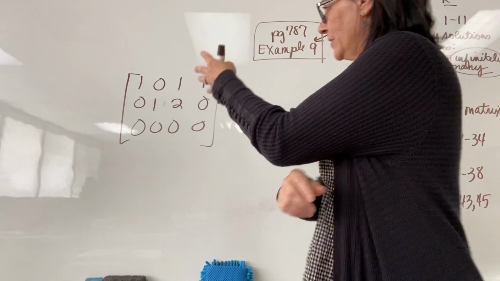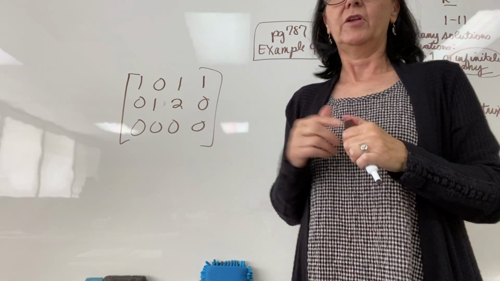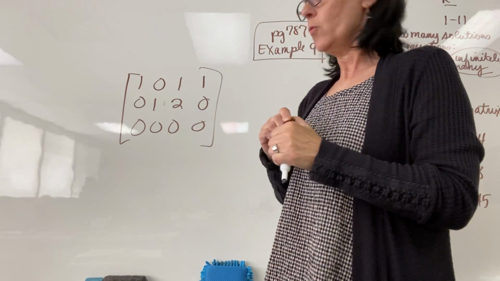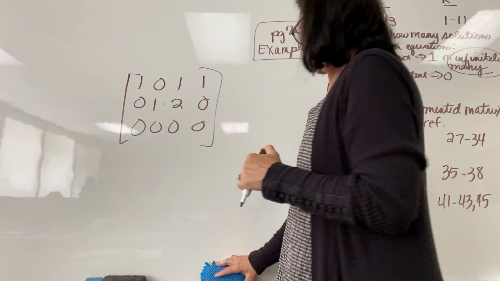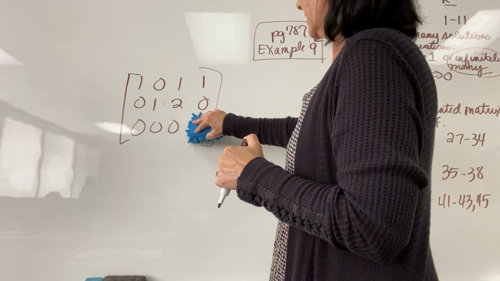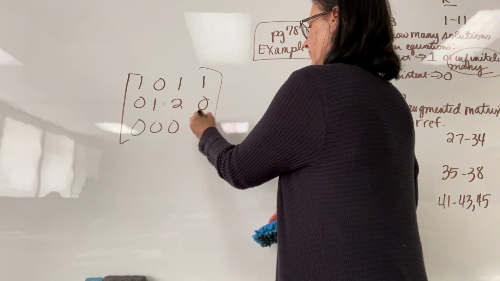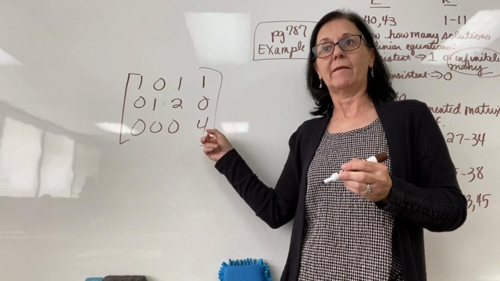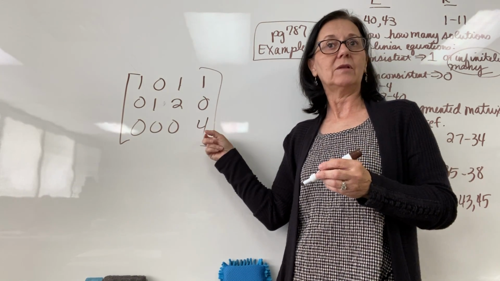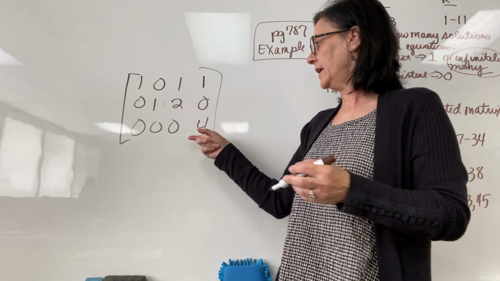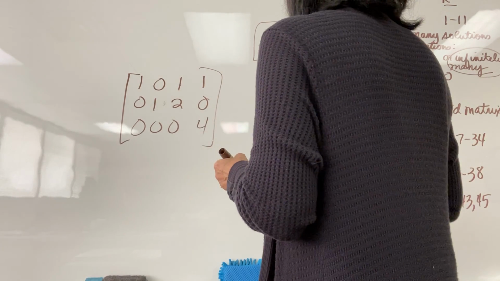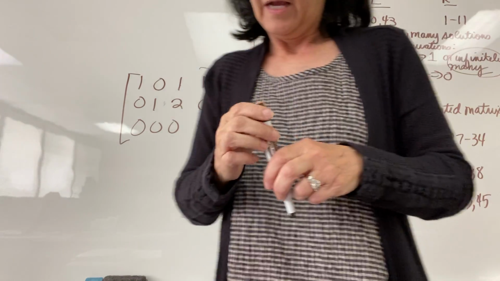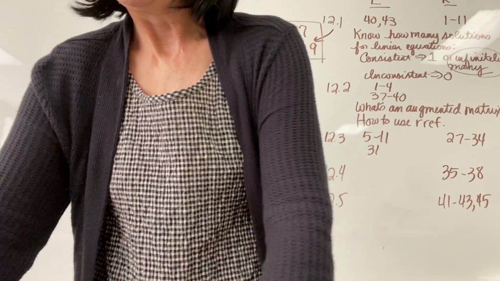When would it be inconsistent? If you had something like this, this is inconsistent. All zeros and a number. 0 doesn't equal a number, right? This would be no solutions. That's inconsistent.